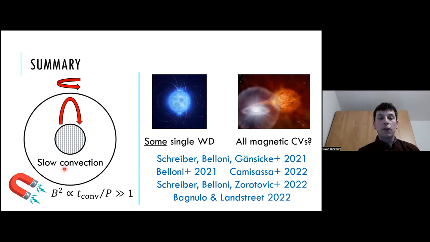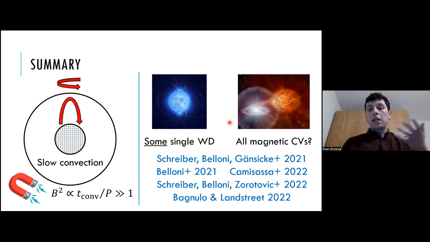And when comparing these fields to the observations, we find that they can explain some, but definitely not all, single magnetic white dwarfs. But this mechanism does seem very promising and may, in fact, possibly explain maybe even all magnetic white dwarfs in CVs. Okay, so just to finish off, this was a rather theoretical talk.